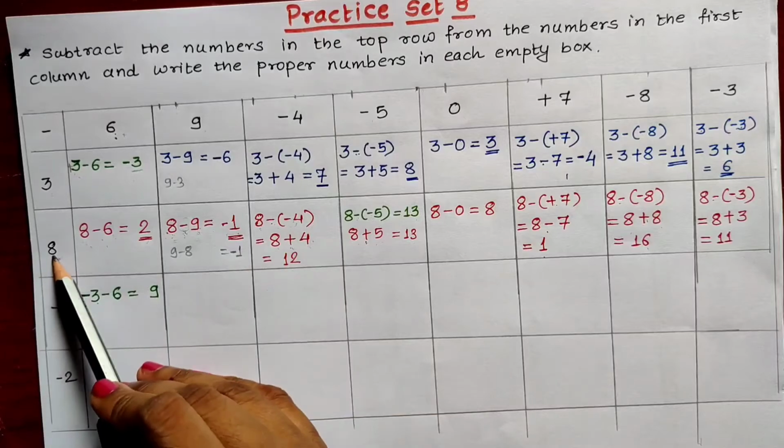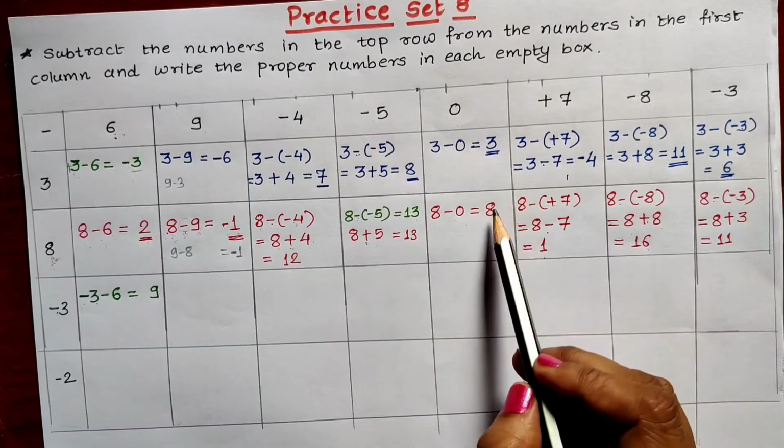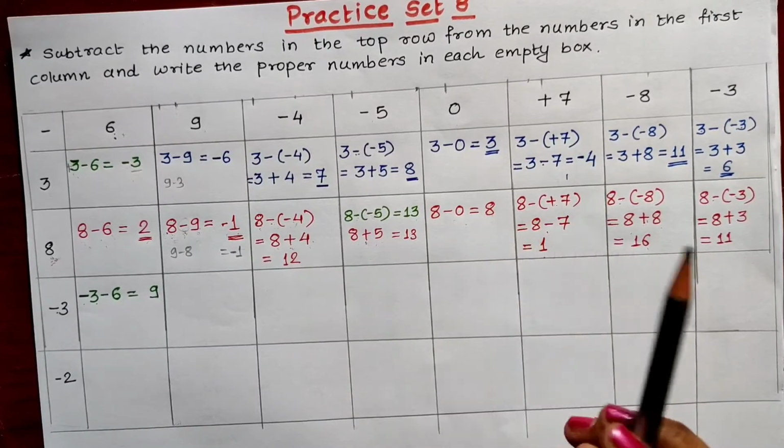Now next one, 8 minus 0. 8 minus 0 means what? Plus 8. 0 subtracted from any number, the answer is that number.